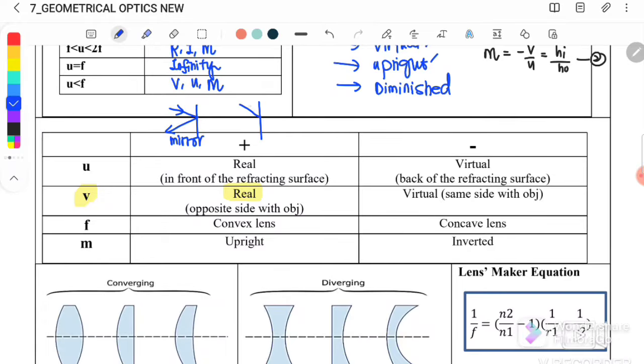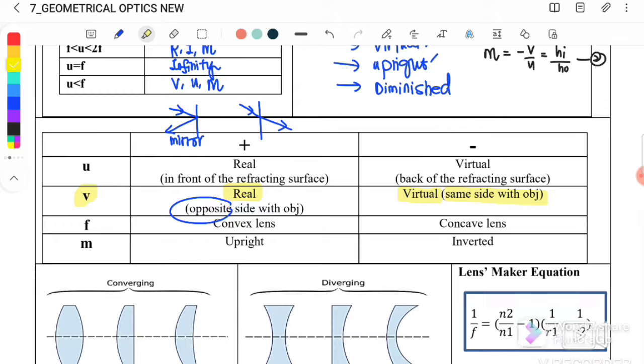Okay, so the incident ray must be reflected to the second medium. So that's why a real image formed must be on the opposite side of the object, whereas a virtual image formed must be on the same side as the object. So these are the two differences. The first one is convex becomes concave, concave becomes convex. So this is the first difference.